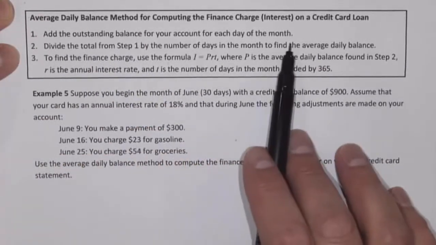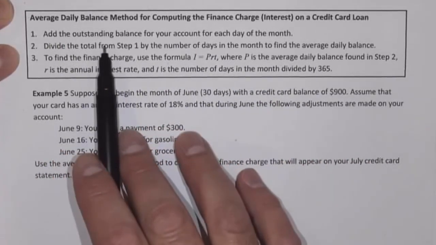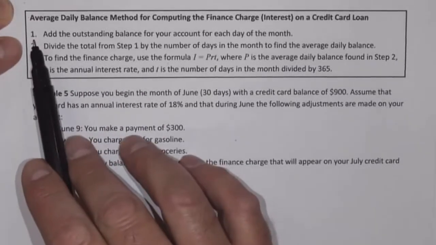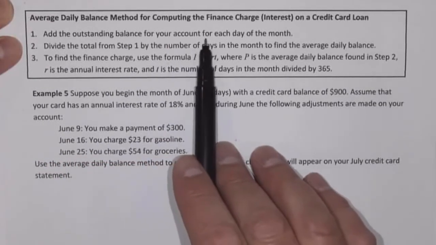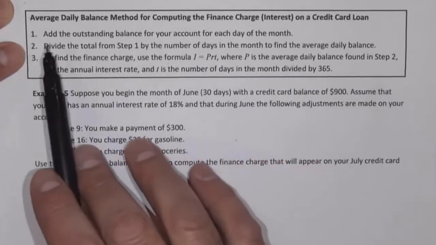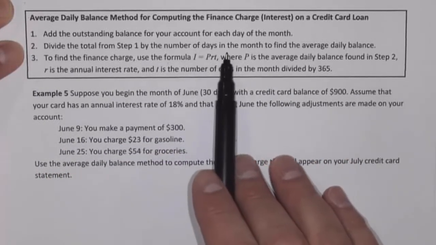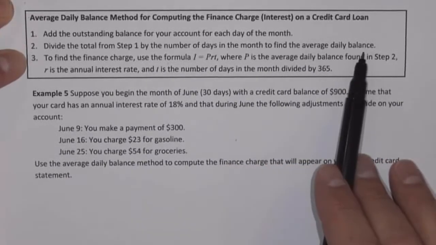In statistics, we call this a weighted average. So we're going to find the weighted average, or the average daily balance, and we're going to use that to calculate the interest that's owed. So here's how we go about doing that. Step 1, we add the outstanding balance for your account for each day of the month. Step 2, we're going to divide the total from step 1 by the number of days in the month, and that's going to give us the average daily balance.